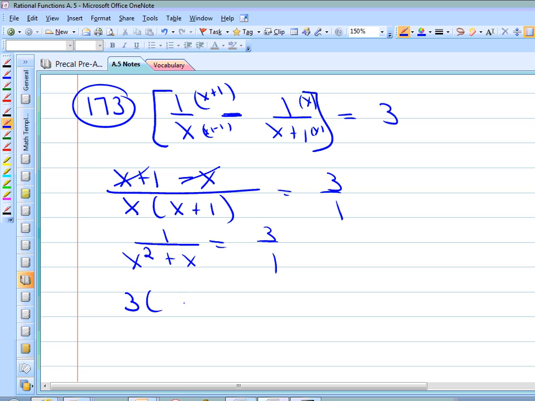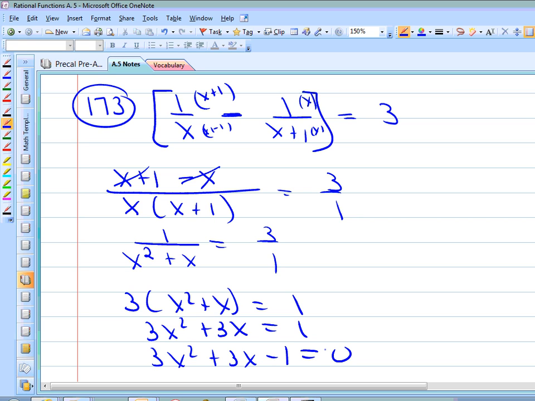And we're going to have 3 times x squared plus x equals 1 times 1. All right, so we have 3x squared plus 3x equals 1. Move that over: 3x squared plus 3x minus 1 equals 0. All right, let's take a look at this. I don't think I can factor it. That would be a 3, and I'm not going to multiply to get 3. Let's take a look at what happens with 173, and let's work on the quadratic formula.